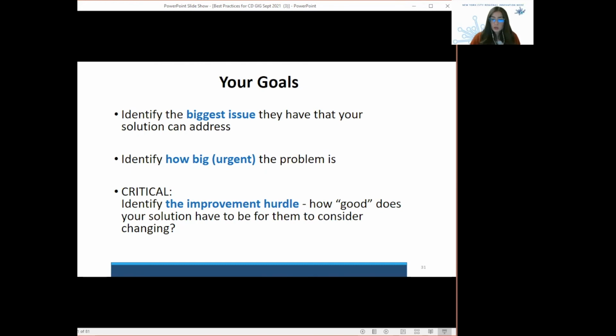Your goal should be to identify the biggest issue relevant to your solution. Identify how big of a problem it is. Where does it rank on their priority list? How urgent is the need? And then lastly, try to identify the improvement hurdle, or how good does your solution have to be for them to consider a change? Is this a minor inconvenience, or is it a problem that they need a solution for and they need it now?